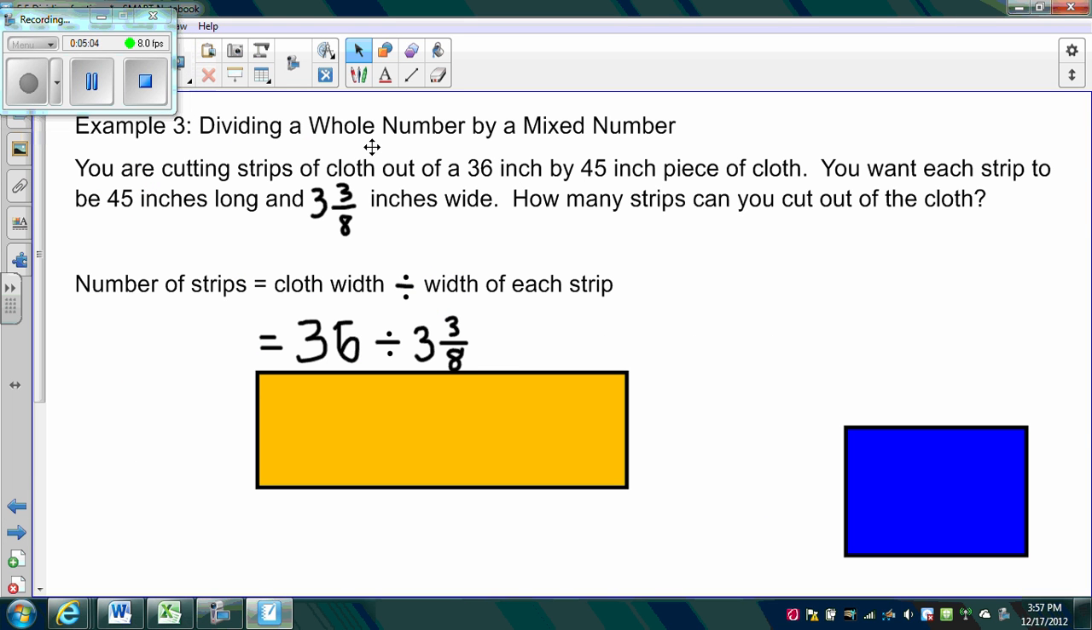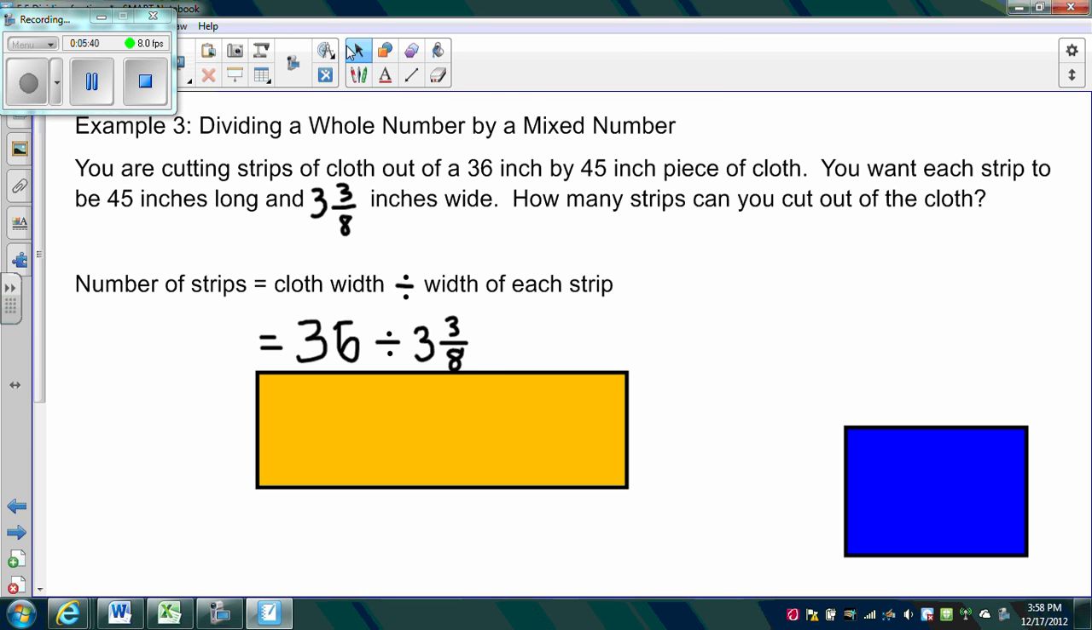What happens if we have a whole number divided by a mixed number? So it's really not that different. So in this case, you're cutting strips of cloth out of a 36 by 45 inch piece of cloth. You want each strip to be 45 inches long. So that means our width is going to be 36 inches. But each one's going to be 3 3/8 inches wide. So how many strips can you cut? So the number of strips equals the cloth width divided by the width of each strip. So in this case, it's 36 divided by 3 3/8, which we got from above.